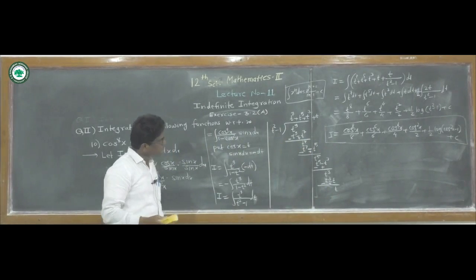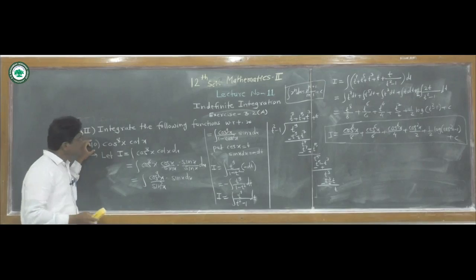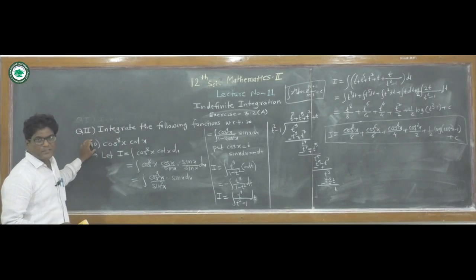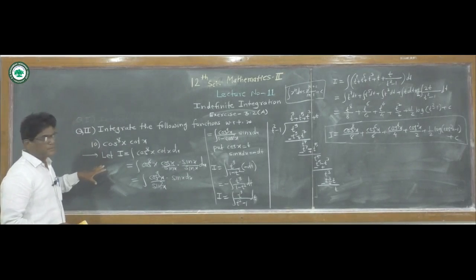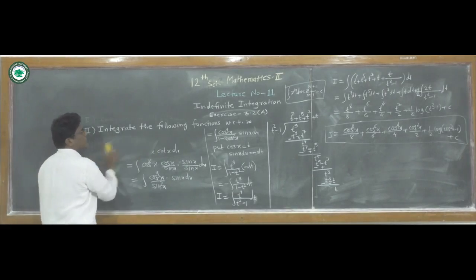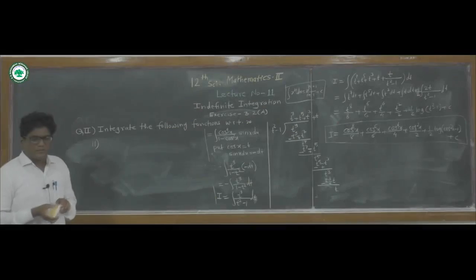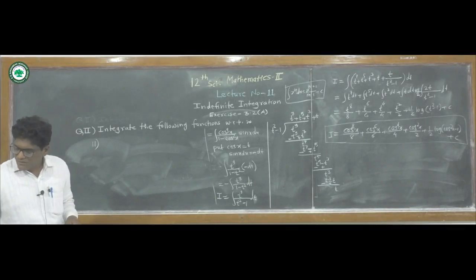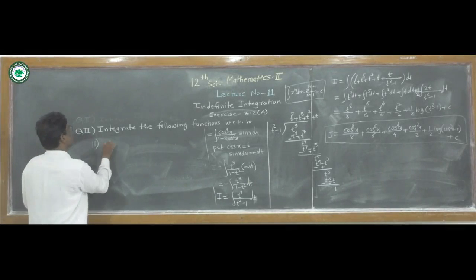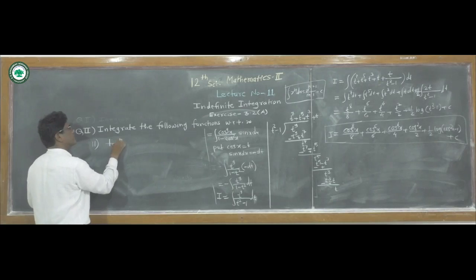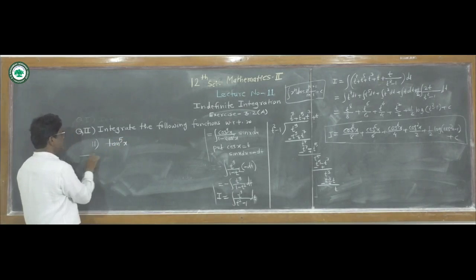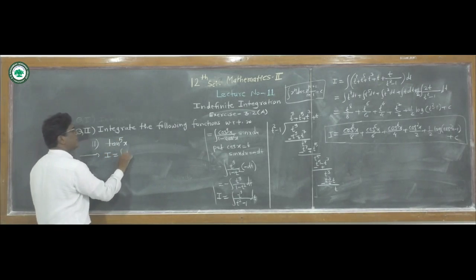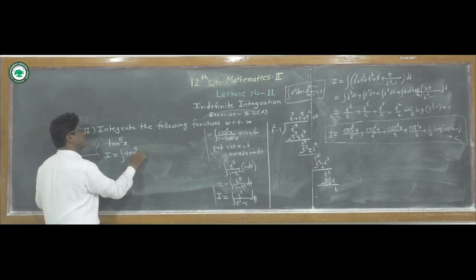Now here we have seen the 10th problem, we solved the 10th problem by two ways. Now here see 11th problem, tan raised to 5 x. So consider this as I. So I is equal to integration of tan raised to 5 x dx.